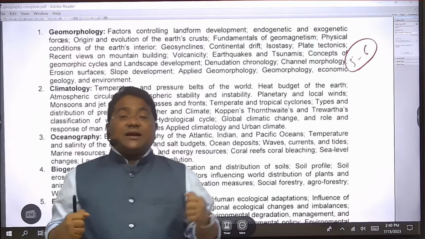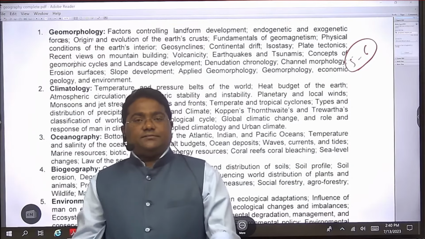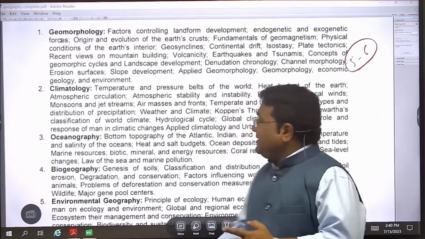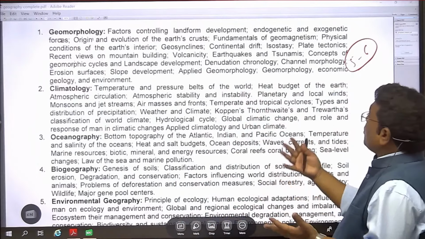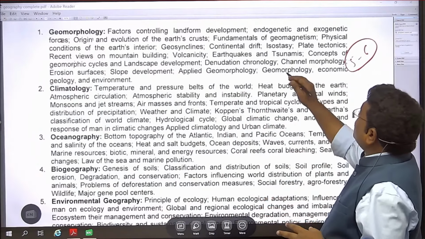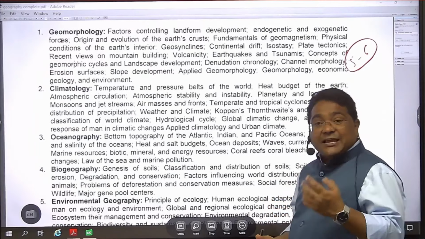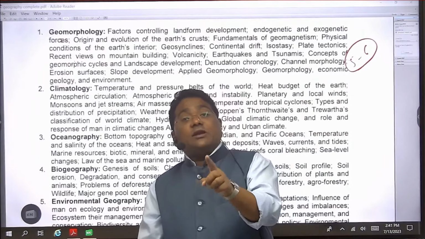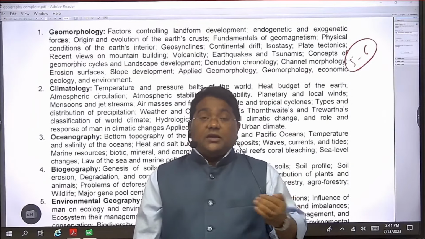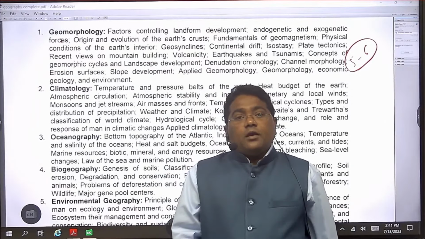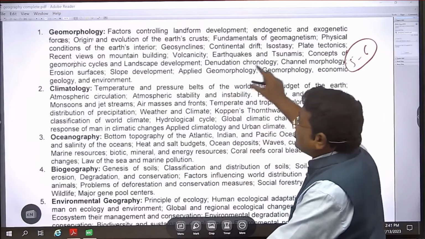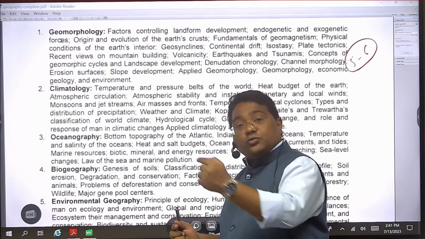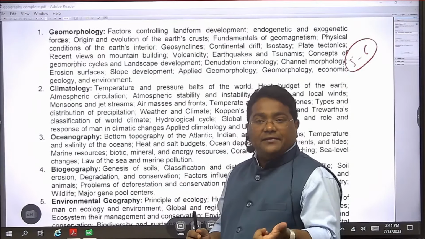Either divergent or convergent or transform fault, right? And geosyncline. And these topics and denudation chronology and tsunami and landscape development, Davis model. See here, Davis model is very, very important for the geomorphology topic. And whenever you are reading this topic, try to connect with paper 1 also, paper 1 to paper 2, if that is needed, right?